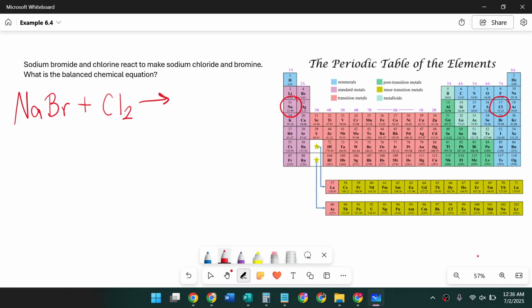Those are also in the +1 and -1 column, and so when we put those together, we just have sodium chloride, and then we have bromine. And like chlorine, bromine is diatomic, and so it has to have a little 2 after it.